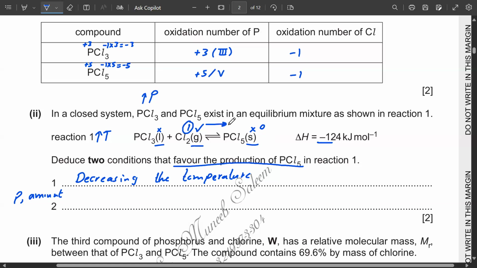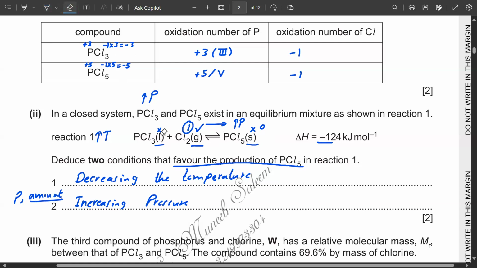So it will move in the forward direction if we increase the pressure, because there is no gas on the product side. So increasing the pressure will shift the equilibrium towards the right. Moreover, we can also include the condition of the amount.